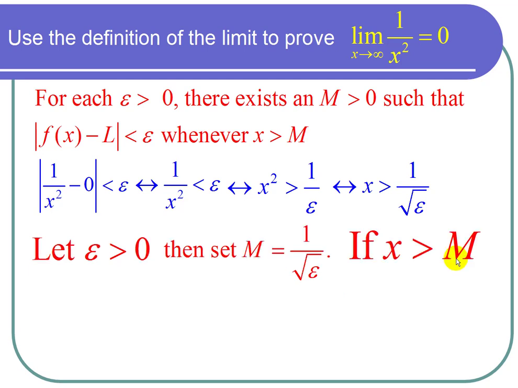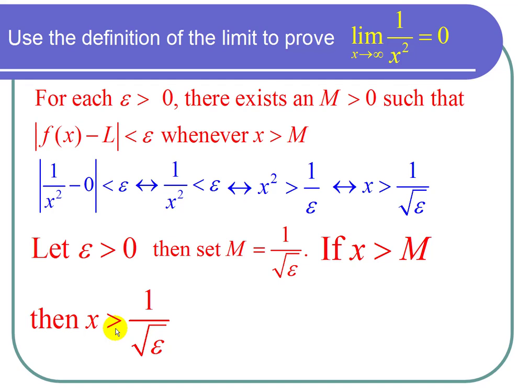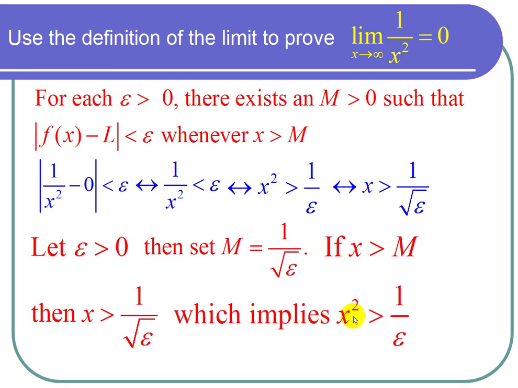Now we just work backwards in all the algebra. And the first thing is square both sides. That won't change the inequality. x is positive since we're going to infinity. So we have x squared is greater than 1 over epsilon. Then take a reciprocal of both sides. That does change the inequality. So we get that 1 over x squared is less than epsilon.